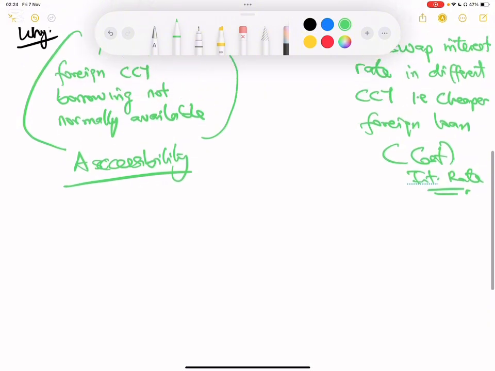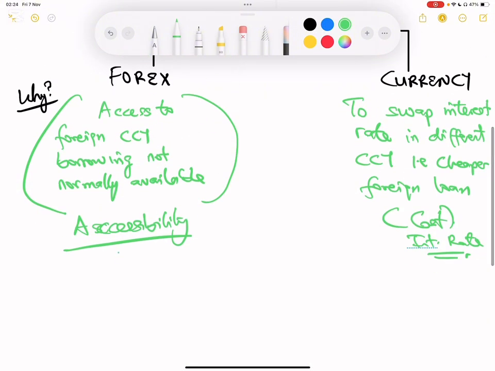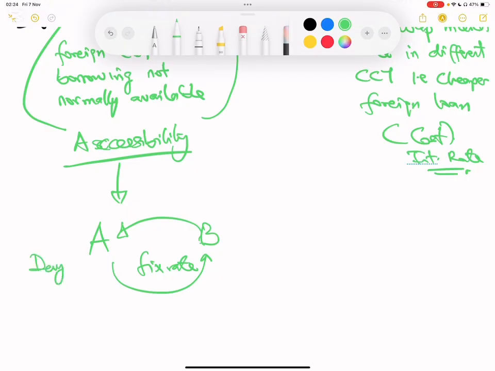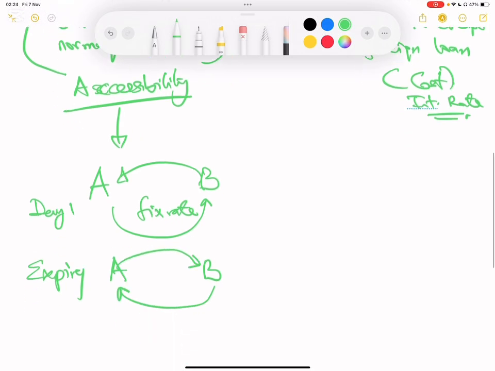This is very easy. What we're saying here is that you need two parties. A needs the currency of B, and they go into a swap agreement, they fix the rate, they swap money, principal. A gives B his currency, B gives A his own currency on day one. And at expiry, they swap back. That's all we're saying. B returns the money, A returns the money. Same fixed rate. It's as simple.